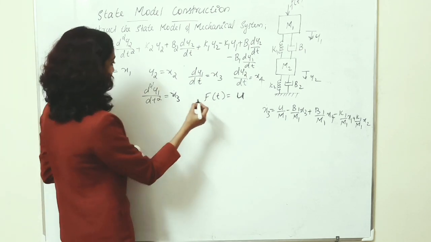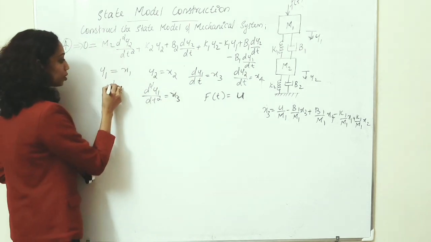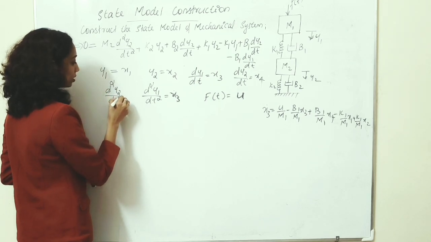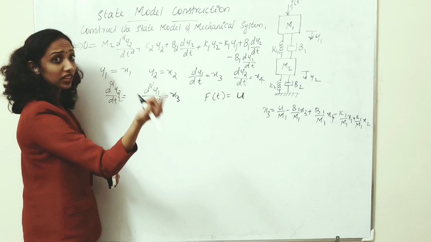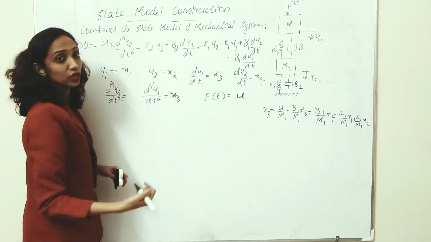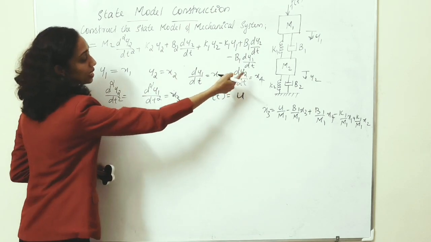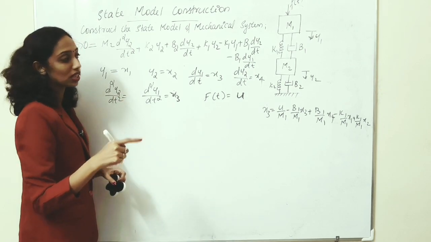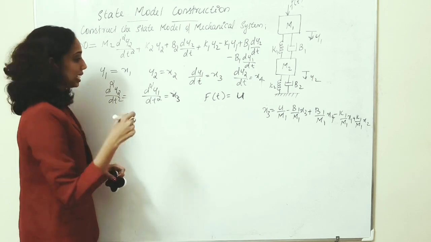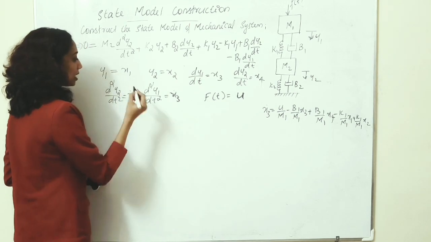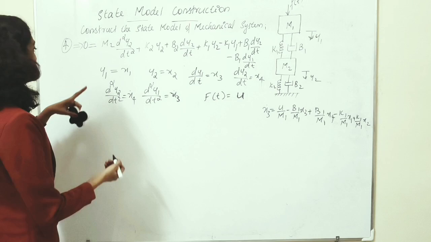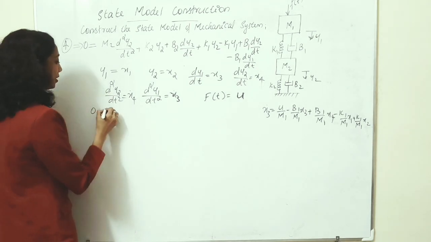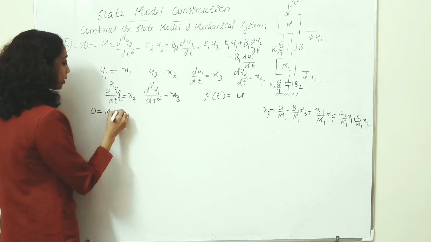We get, I'll write it here, d square y2 by dt square is what? It is the next derivative of dy2 by dt. Here dy2 by dt is x4. Then the second derivative, d square y2 by dt square, is equal to dx4 by dt, which we can assign as x4 dot. So from equation number 4, I write it as m2 x4 dot.